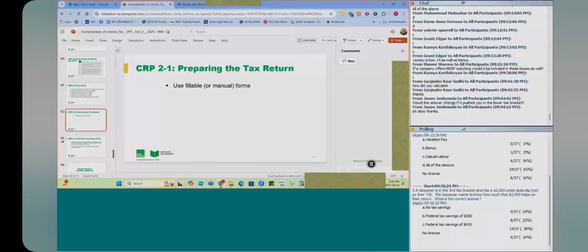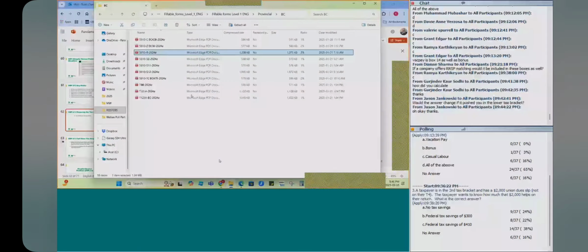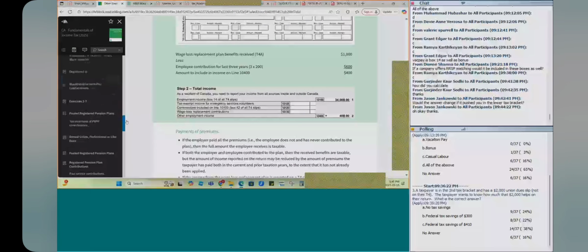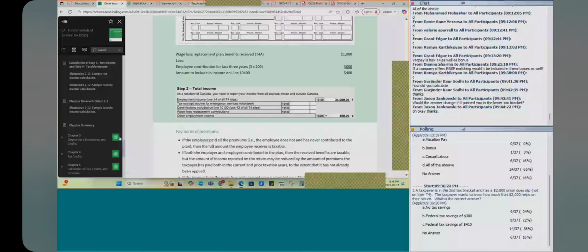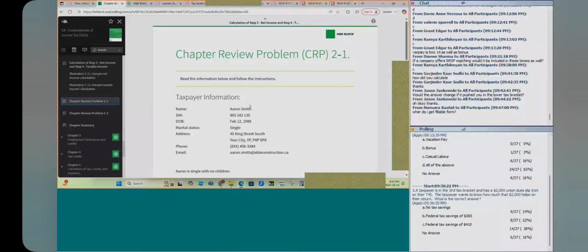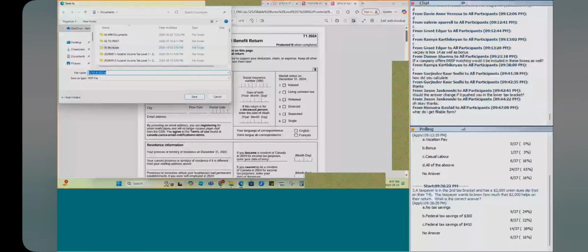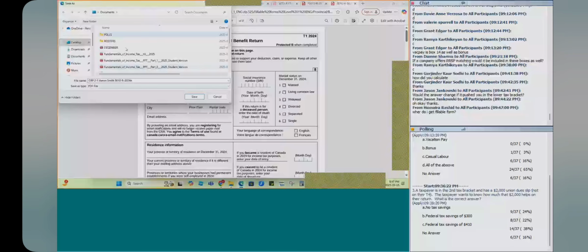When you're filling things out, you're going to use fillable forms. Again, you would get a copy of your 5010R here, and then you would save it under a different name to your desktop so that you know whose it is. In this case, chapter review problem 2-1. The person's name is Aaron Smith, so we can save this as CRP 2-1, Aaron Smith, and that way you're not overwriting the blank form that you have.